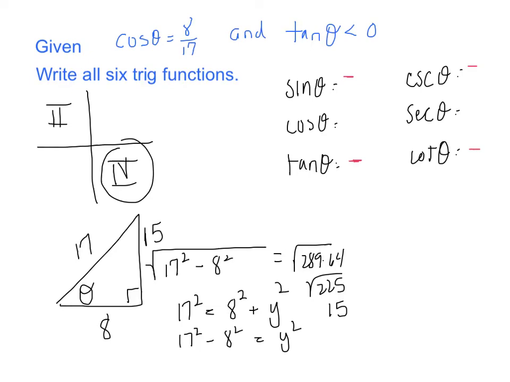So the cosine, I already know, is 8 over 17. So secant's going to be 17 over 8. Sine is going to be 15 over 17, and cosecant 17 over 15. And tangent's going to be 15 over 8, and then cotangent 8 over 15. And we're done. So you can kind of see the methods here. We're using puzzle pieces to figure out what information we have and then what we need to find.